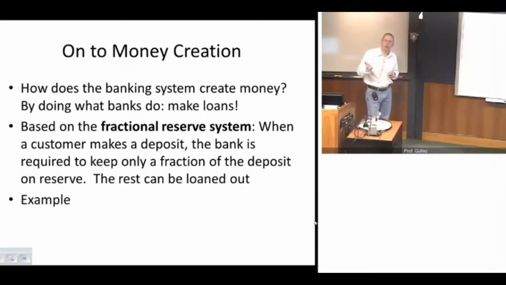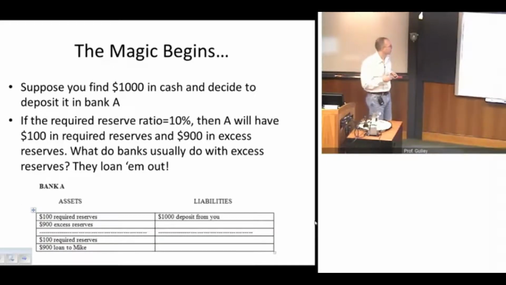The easiest way to see this is to run through a specific numeric example to see how everything works. So let's suppose it's your lucky day. You're walking along and you happen to find $1,000 in cash that somebody else hasn't picked up. So being your lucky day, you go down to your local bank and you make a deposit. Either you have a checking account or you open one up. So you deposit the $1,000 in cash into the bank.